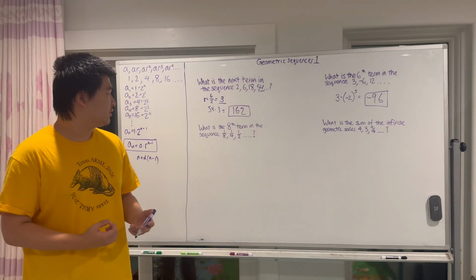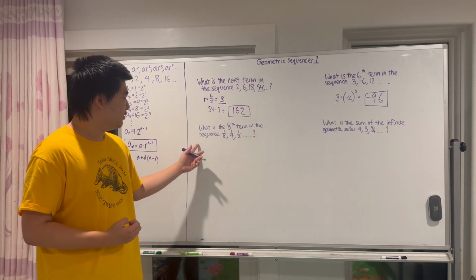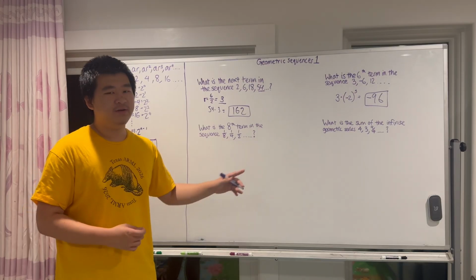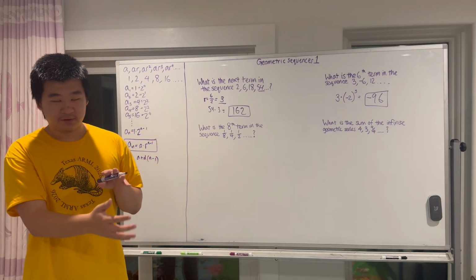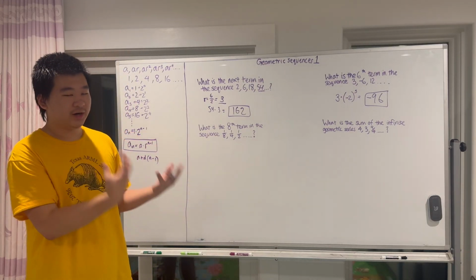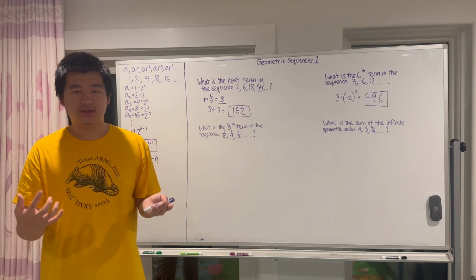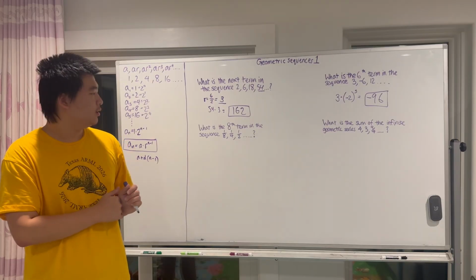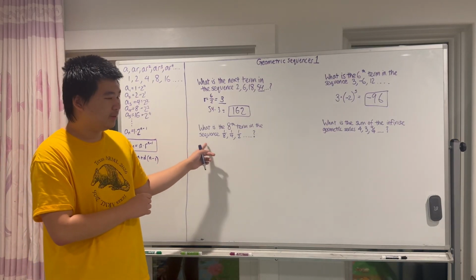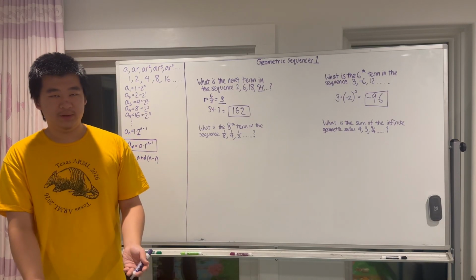Then we ask ourselves, what is the 8th term in the sequence 1 over 8, 1 over 4, 1/2? So this one is also a little bit different from the others because now we have fractions. And fractions, like negative numbers, are totally acceptable in a geometric sequence. So we can simply apply our formula again.